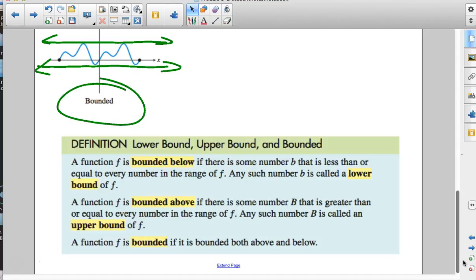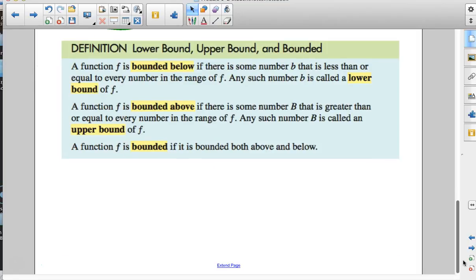A function is bounded above if there's some number b that is greater than or equal to every number in the range of your function, and any such number b is called an upper bound of f. So the line that's just a little too high, the graph is never going to reach it. And then if it has both, it's called bounded. Make sense?